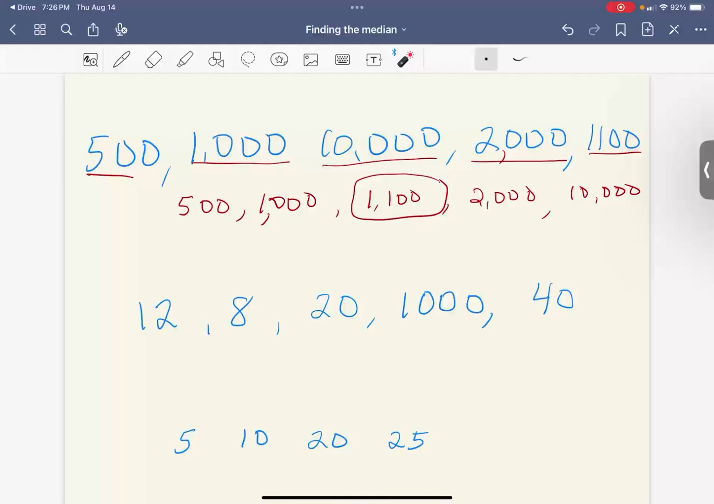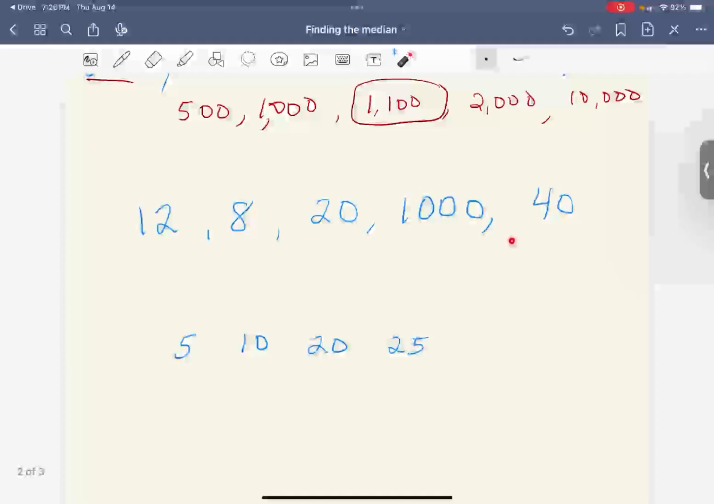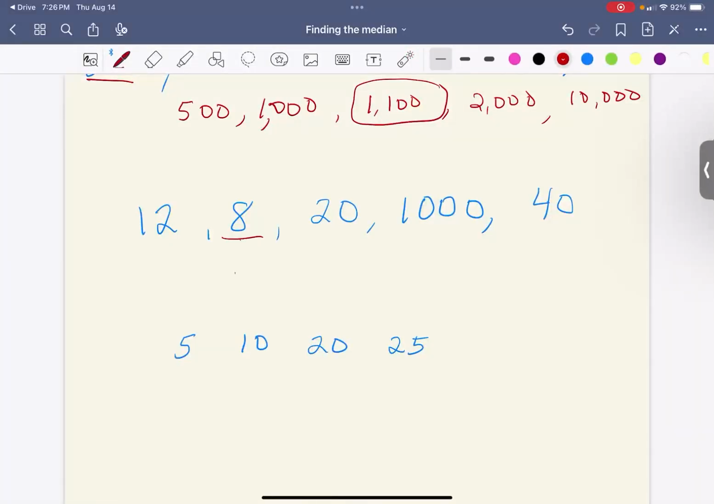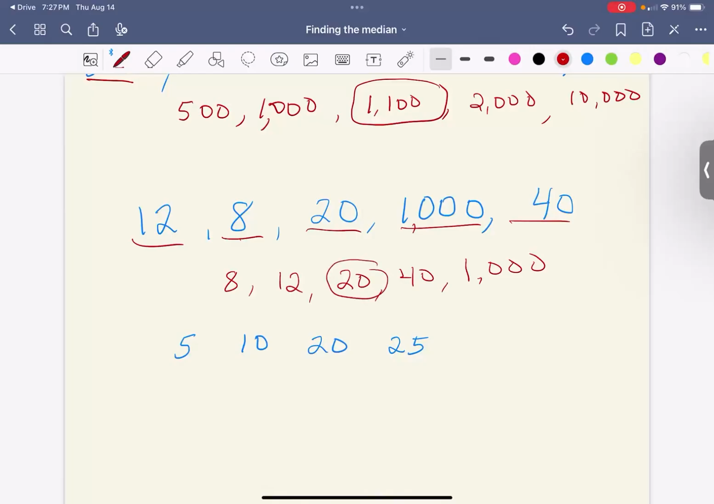Okay, let's look at this next set of numbers. So we have 12, 8, 20, 1,040. Let's first put these in order. So 8 is going to be first, 12 is going to be next, then 20, then 40, and then 1,000. So the number in the middle is 20. So 20 is the median.